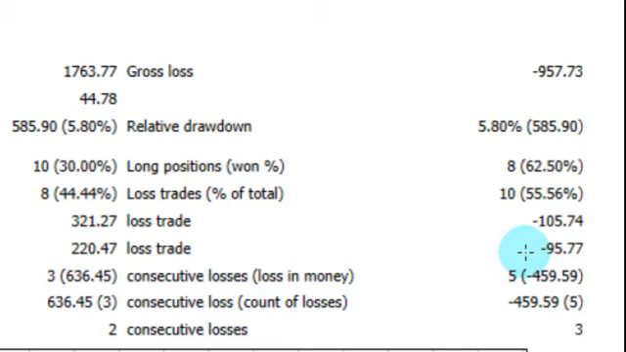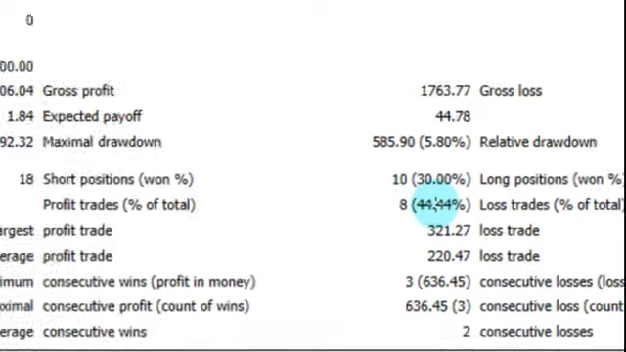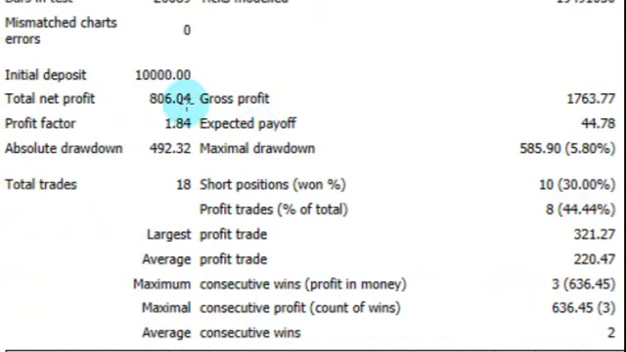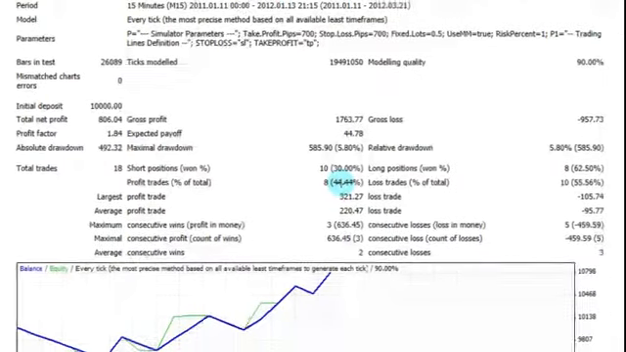I kept 1 to 2, and with only 40% success, I did 8% profit on my account, on my deposit, only thanks to 18 trades. Can you imagine how big my profit would be if it was 180 trades? It would be 10 times bigger, which means 80% profit on my deposit, on my account, with only 40% success.